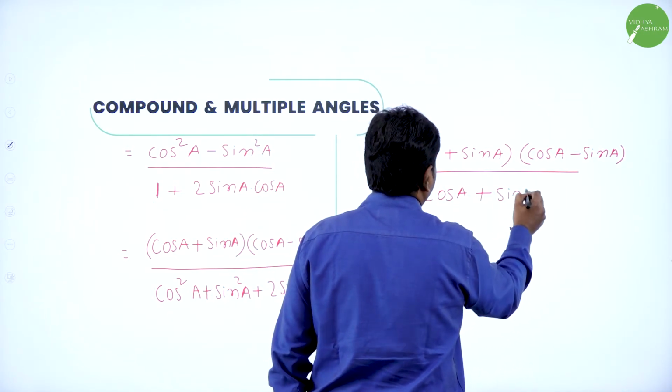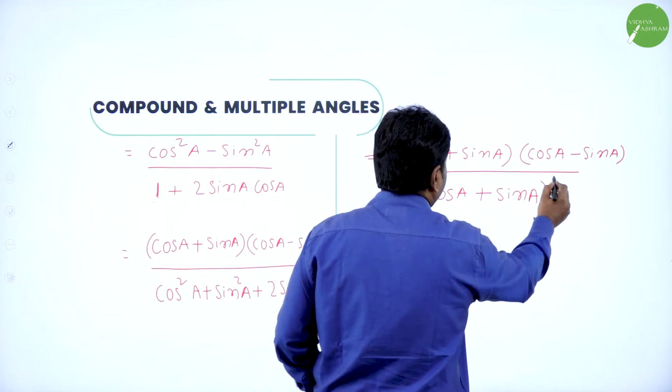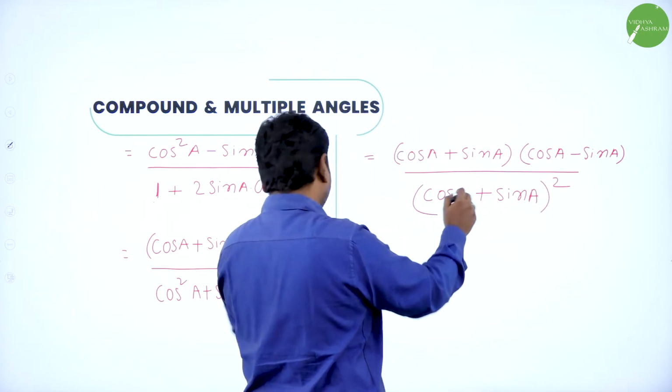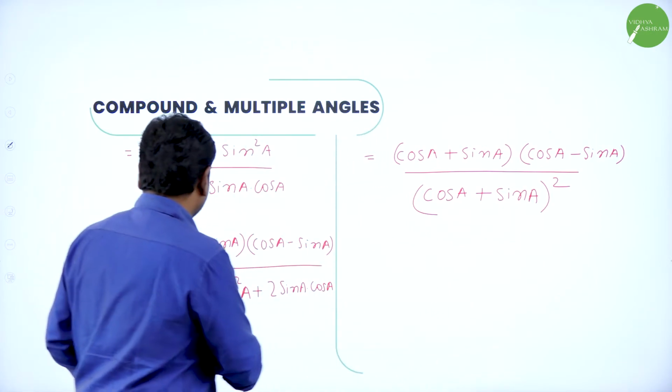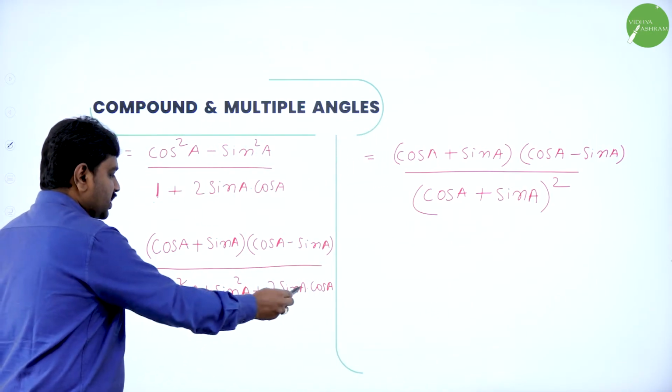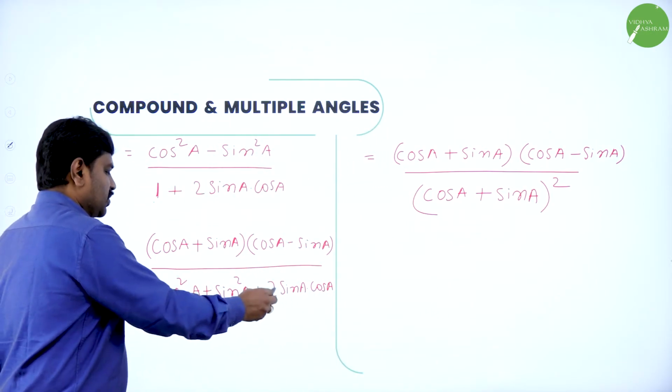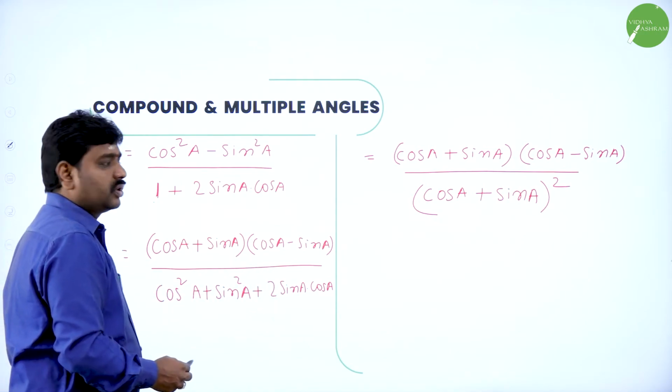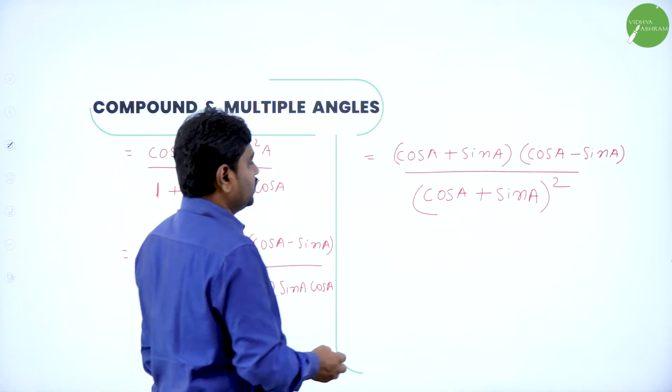Do you agree or not? Cos A plus sin A the whole square, if you expand, it will become cos square A plus sin square A plus 2 sin A cos A. So this whole term is a square plus b square plus 2ab, so a plus b the whole square. So it will become cos A plus sin A the whole square.